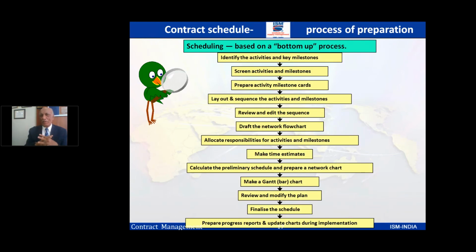If I had to do the scheduling of this, and take the bottom-up approach, first you have to define the activities. What are the key milestones? Screen the activities and milestones. Prepare the activity and milestone cards. Lay this out, review, and draft the network flow chart. Then how things are going, activity from A to Z, there might be different nodes on the way, and how those nodes are moving. This is what we try to schedule. I'm sure you're all conversant with PERT systems, Gantt charts, and the critical path method, CPM. Those are the ones we try to use.